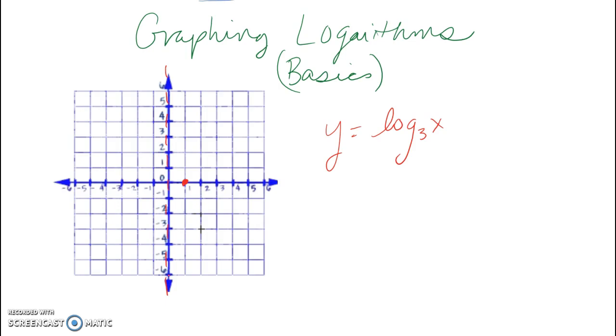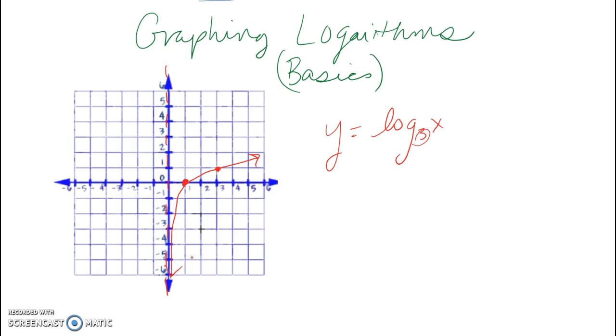And the way to do it, or the way I do it, is actually pretty easy. I just look at this base, and that's how many I go over from the asymptote. So I'm going to go 3 away, 1, 2, 3, and I'm going to go up 1. And that's it, guys. That is your graph.